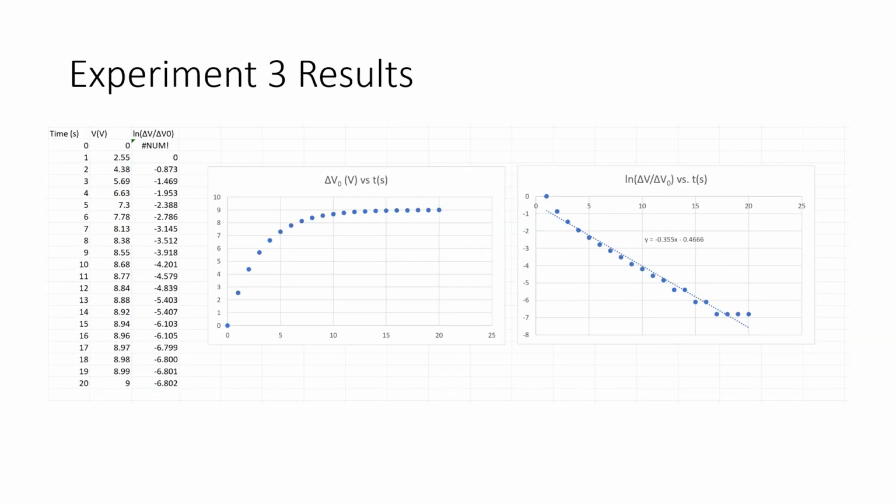Here is just a quick Excel document that I whipped up for everything. You can see the first graph plotting the regular change in potential difference against time, and then when we take the natural log of the ratio, we're seeing a negative downward trend.